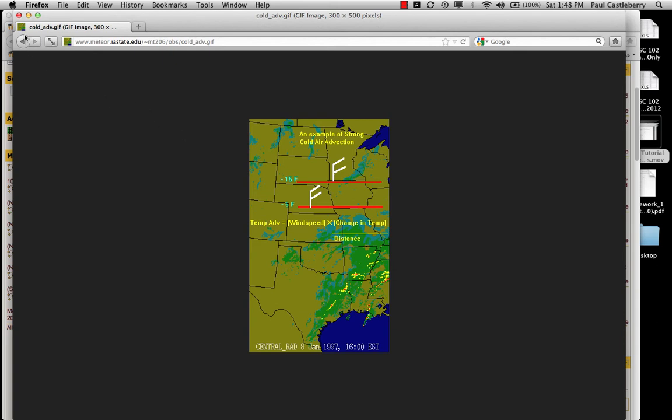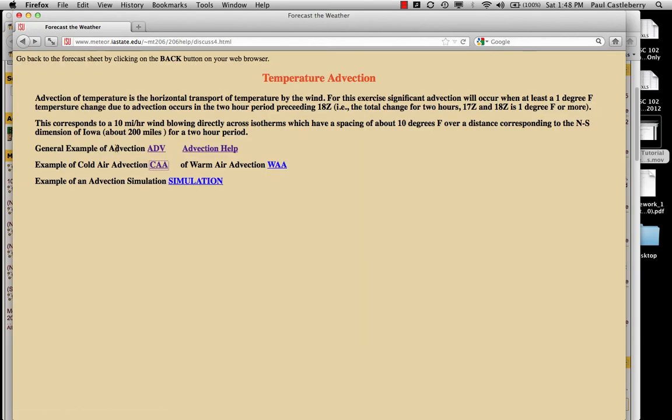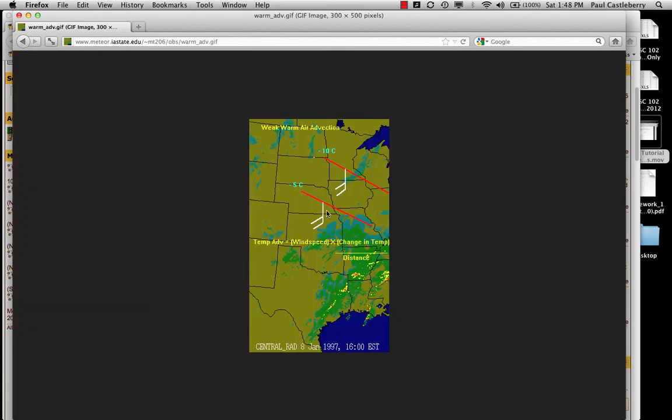So this is just one of many examples that could occur. Here's an example of warm air advection. Notice here, I have a -5 degree isotherm and a -10 degrees Celsius isotherm. So now there's only a 5-degree difference, but notice the winds are 20 knots.